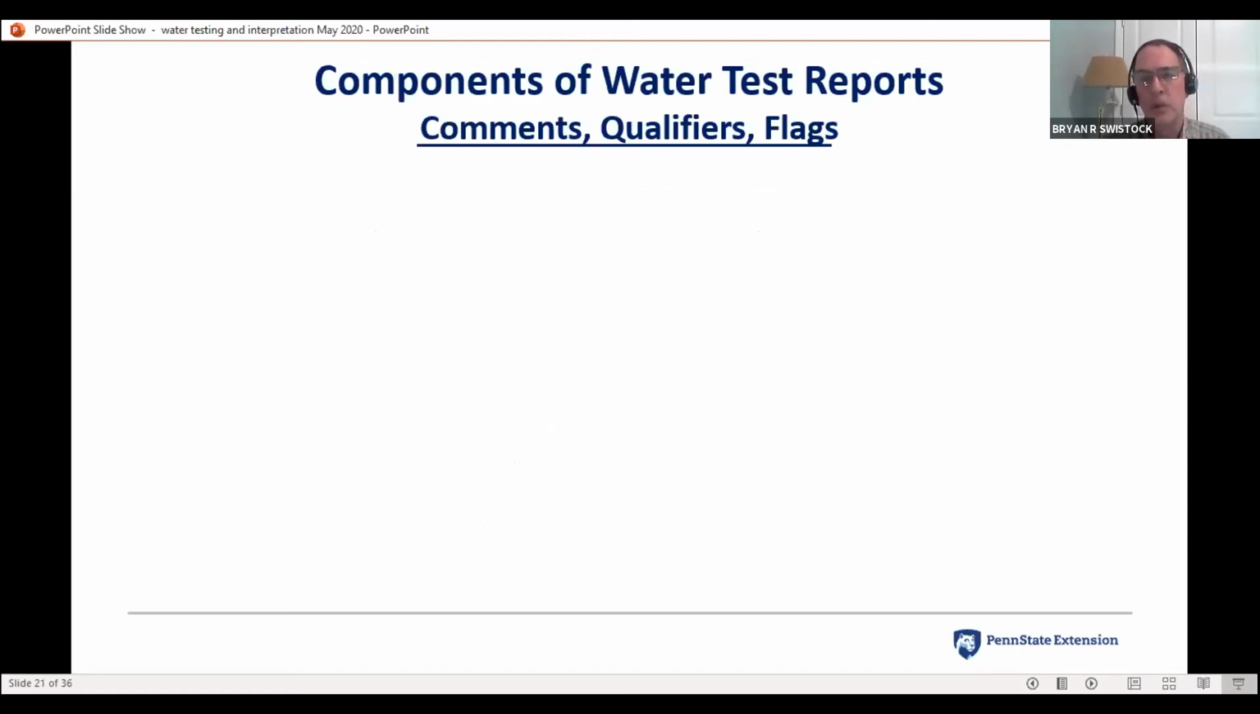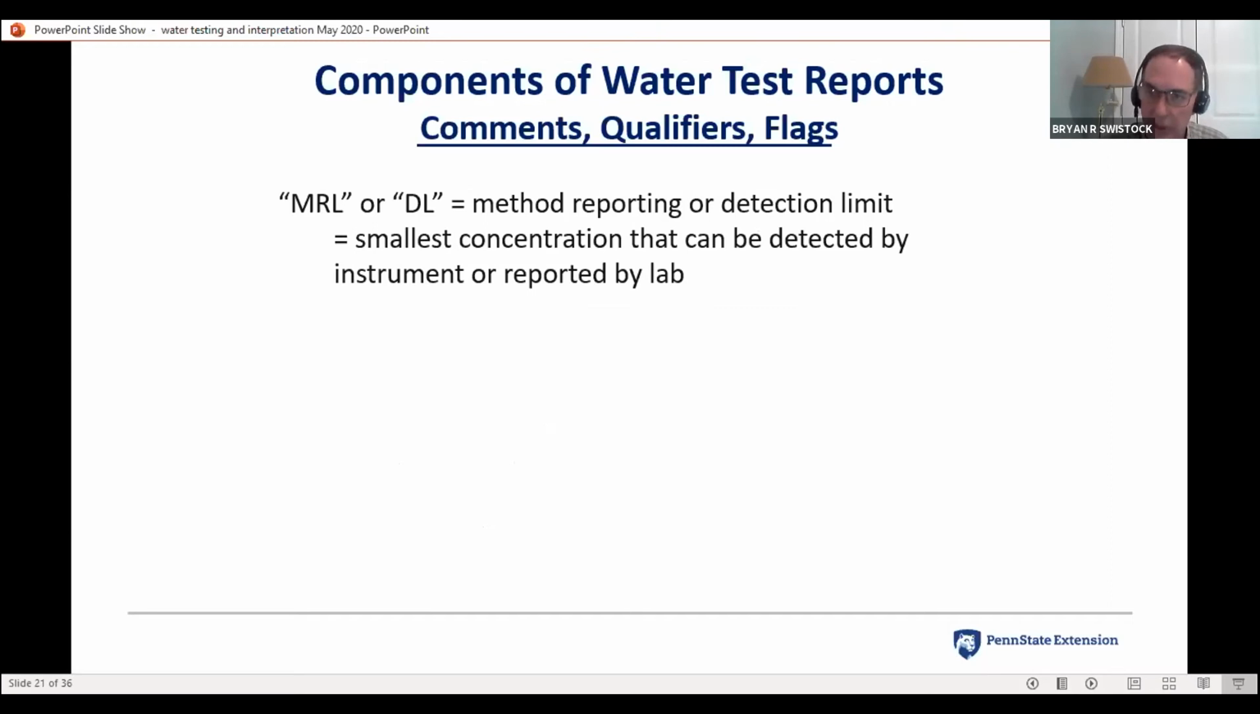And then there are also comments, qualifiers, and flags, which can cause a lot of confusion. We spend a lot of time answering questions about these. One of the common ones is, what is this MRL or DL on a report? And that is the method reporting limit or the detection limit. This is basically the smallest concentration that the lab's instrument can detect or report. So we can never really measure down to 0 because the instruments that we have don't have the ability to measure down to 0. They have the ability to measure down to very low numbers.